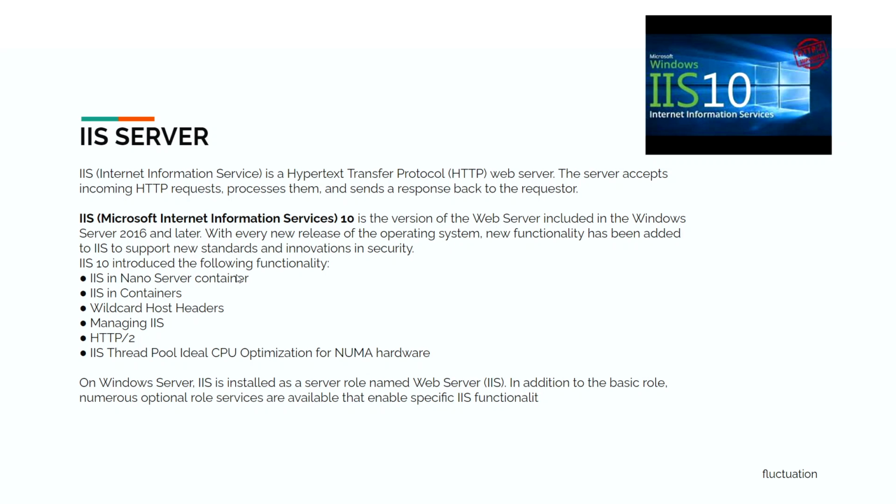IIS introduced the following functionality: IIS in a Nano Server container. Remember with Docker, we did something like containers. Also wildcard host headers, managing IIS, HTTP/2, and IIS free pool, ideal CPU optimization for NUMA hardware. This is really fantastic for a very big website. On Windows Server, IIS is installed as a server role named Web Server. In addition to the basic role, numerous optional role services are available that enable specific IIS functionality.